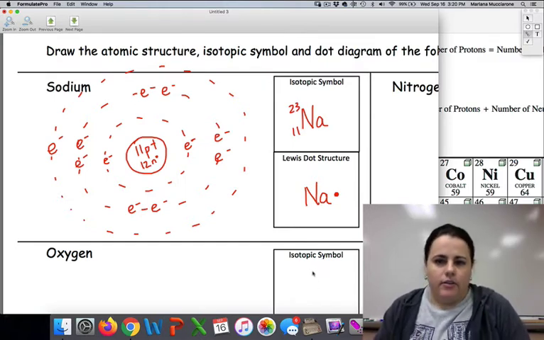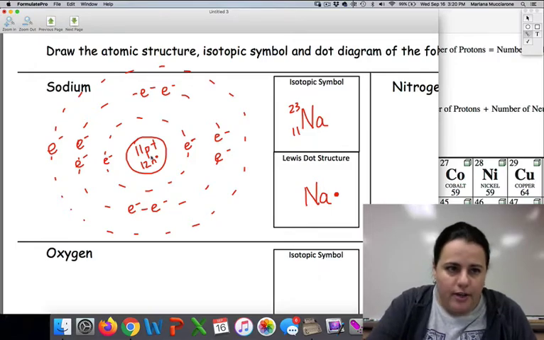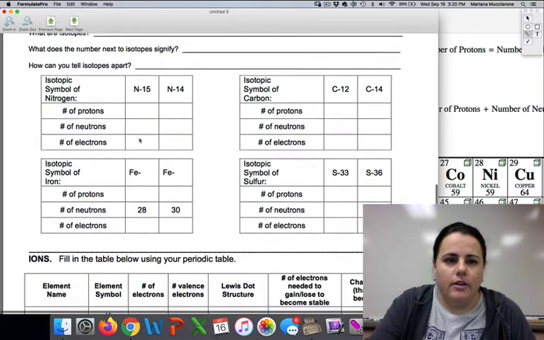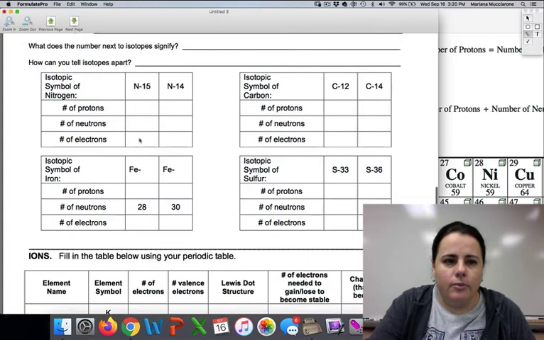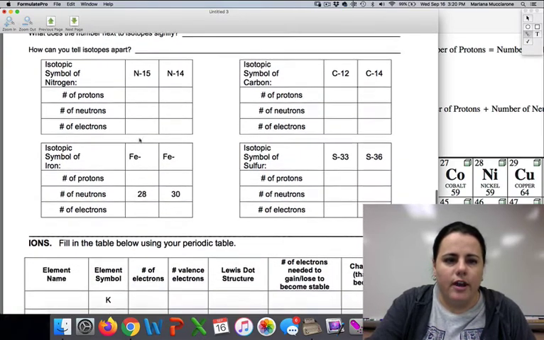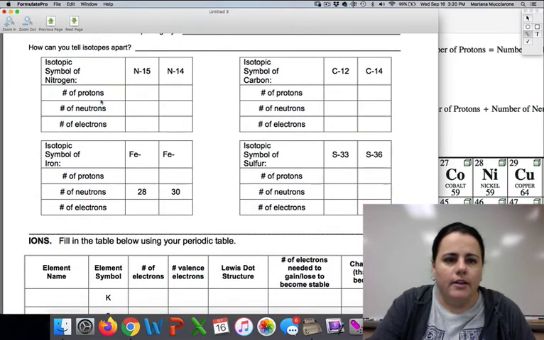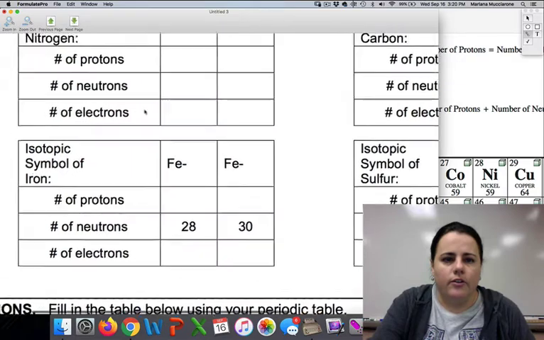All right, so you can do the other three examples now. On the back, the top part over here is with some isotopes, so answer the questions on the top, use your notes for help, and we're going to do one of these examples for isotopes. So let's zoom in on the first example right here.